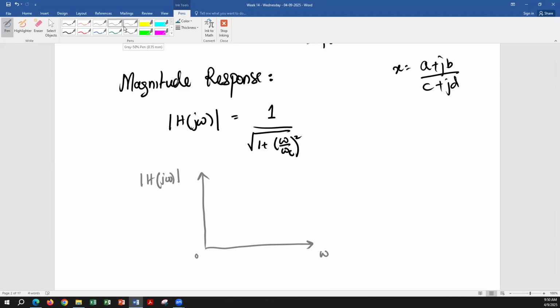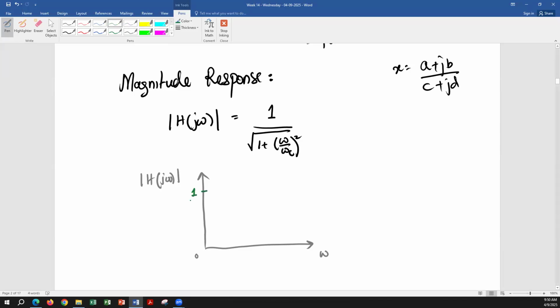All right, now plug omega is equal to 0 in this expression. What you're going to get? You're going to get 1. Omega over omega c will be 0, and you're going to be left with 1 over 1. So your first value, as we discussed earlier, is going to be 1.